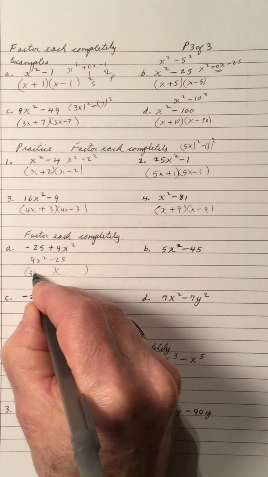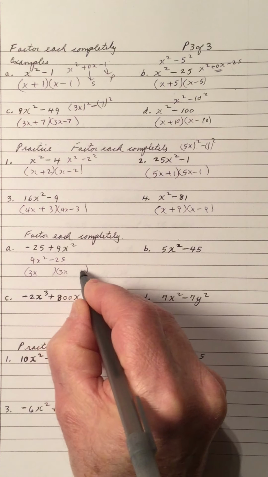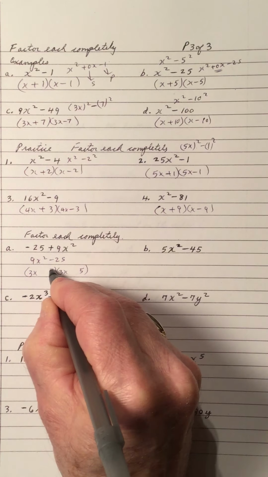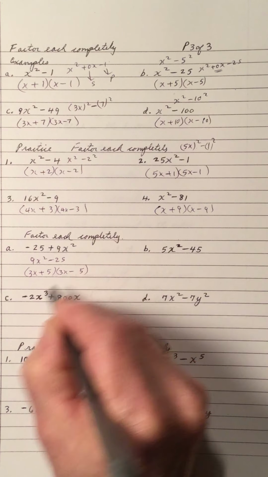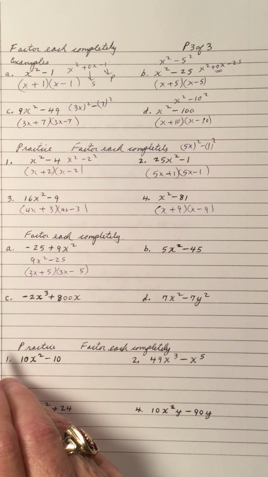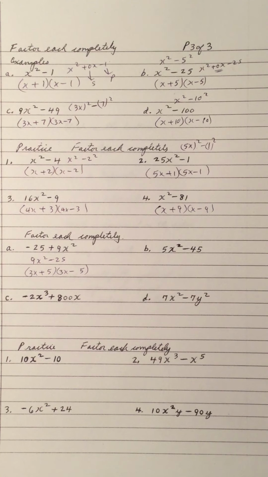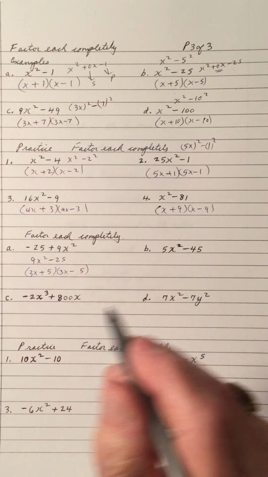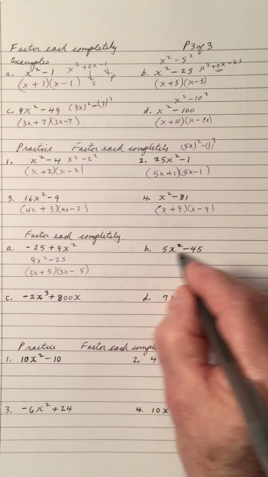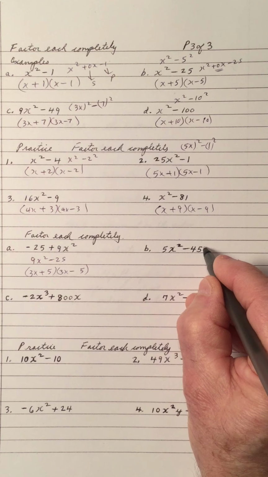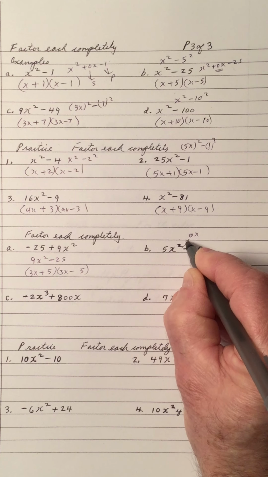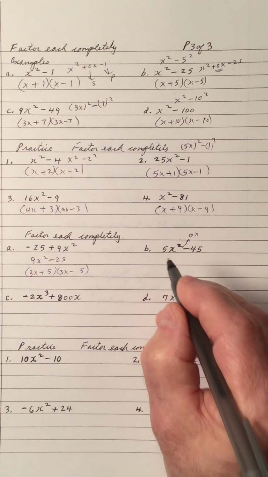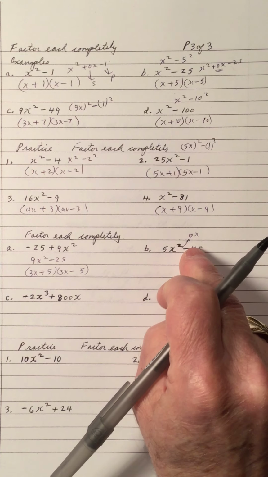So that's a 3x and a 3x. And 25 is 5 and 5. And because it's a minus product, it has to be a plus and a minus. Difference of two squares. But it got to be in descending order. X squared, then constant. This one is in descending order. X squared and a constant. Notice 0x is understood to be in the middle. But we have to remember, it's in descending order.